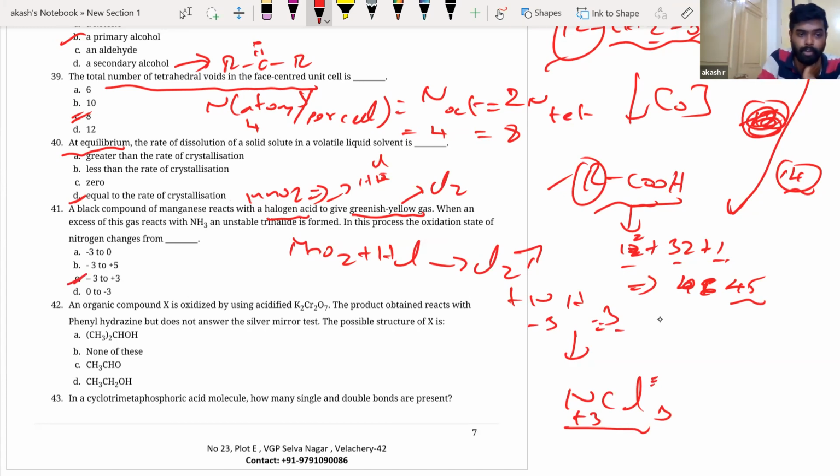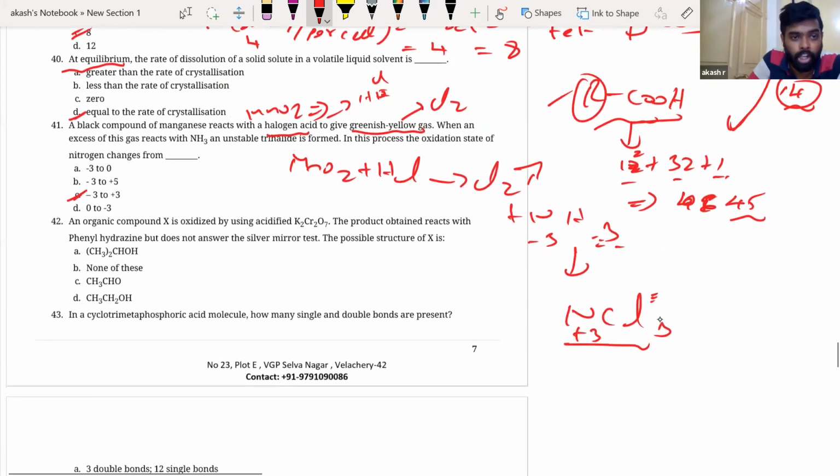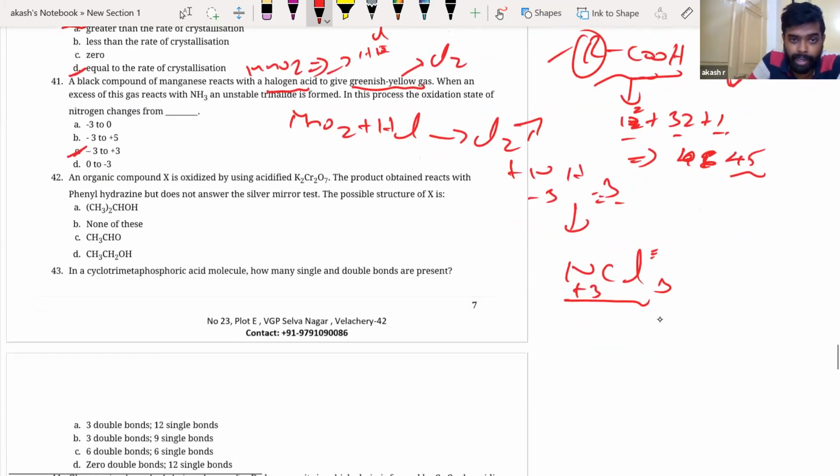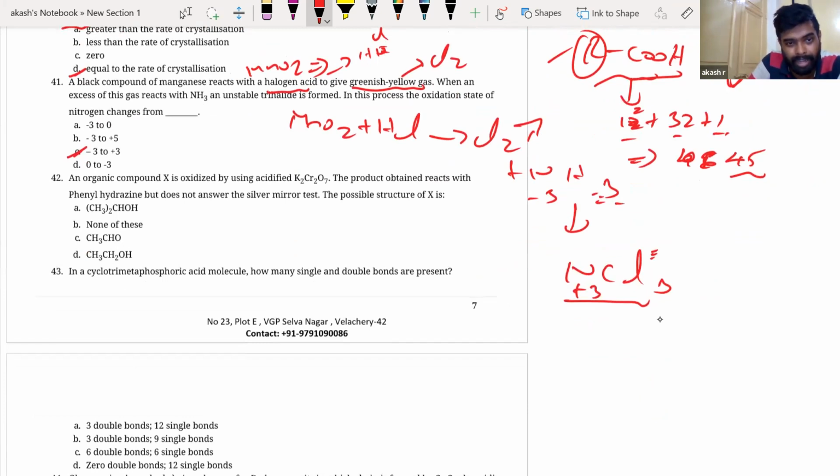Very simple. Moving on. An organic compound X is oxidized by K2Cr2O7. The product reacts with phenylhydrazine, does not answer silver mirror test. All these questions involve a lot of things from aldehydes, ketones, carboxylates, but still we'll try to understand. Compound X is oxidized using acidified K2Cr2O7, and the compound formed is answering phenylhydrazine.